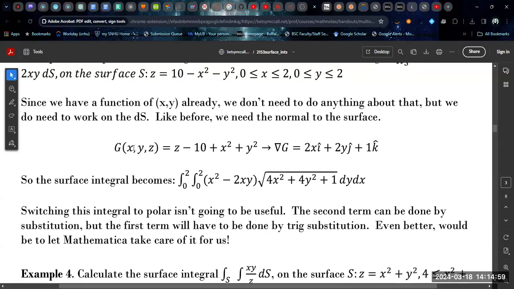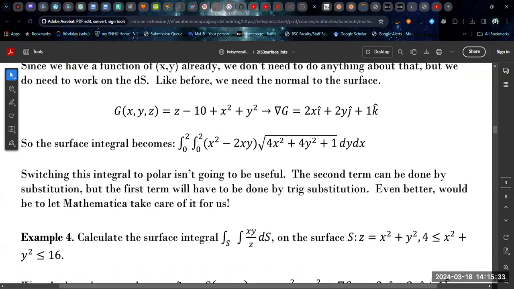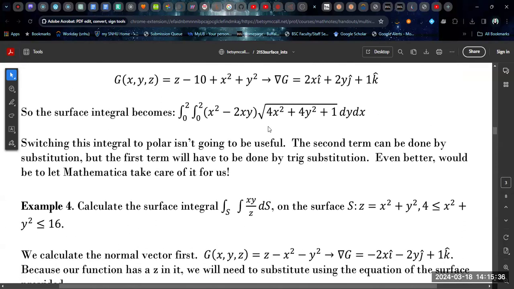We're going to put everything on one side of the equation. We already have a problem that's solved for z, and then we're going to find the gradient of that, and then that dS in our integral will get replaced by the magnitude of this gradient vector dy dx. And we can integrate then from 0 to 2 and 0 to 2. Now, switching to polar isn't going to be terribly useful here. We might have to do trig substitution, but you can also try to use technology to simplify this. However, in this example, the problem just said set up the integral. It didn't say actually evaluate it.